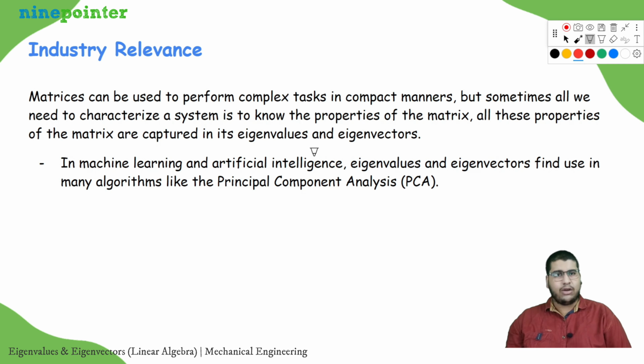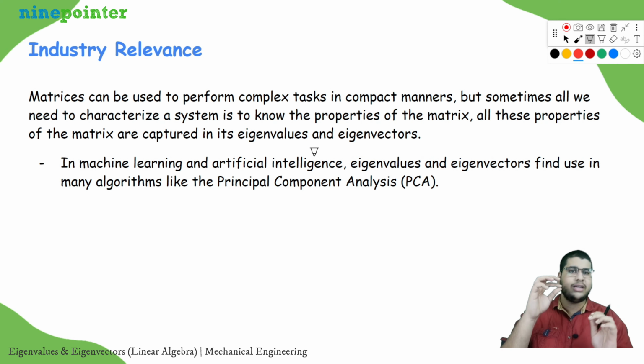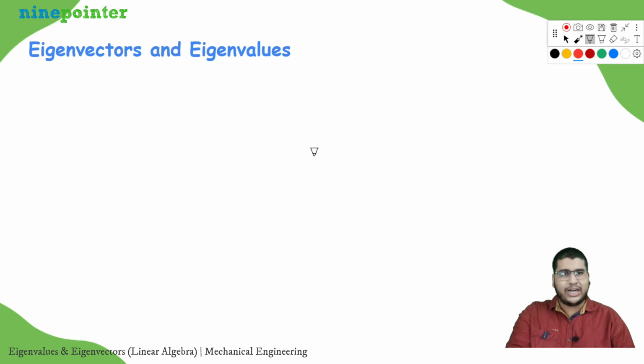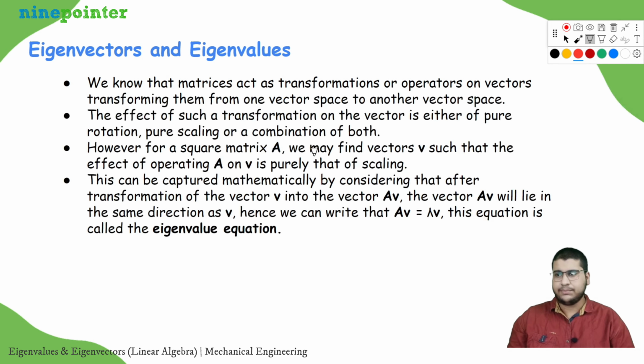A very popular algorithm in that domain would be the principal component analysis algorithm. That algorithm is used in image processing to distinguish between the features of an image between two different directions of that image, right? This algorithm primarily makes use of eigenvectors. So let's try to understand what eigenvectors and eigenvalues are.